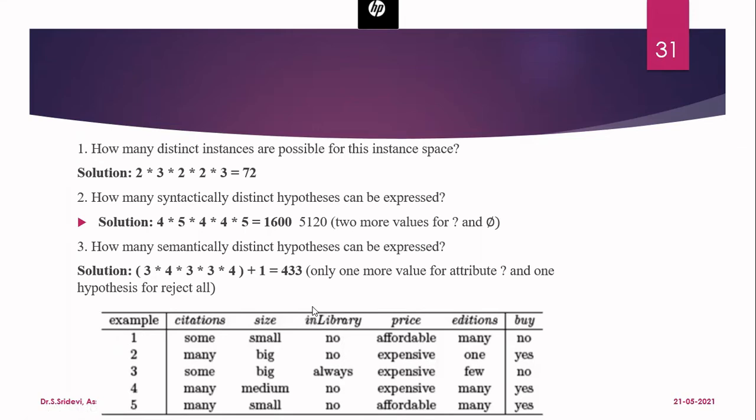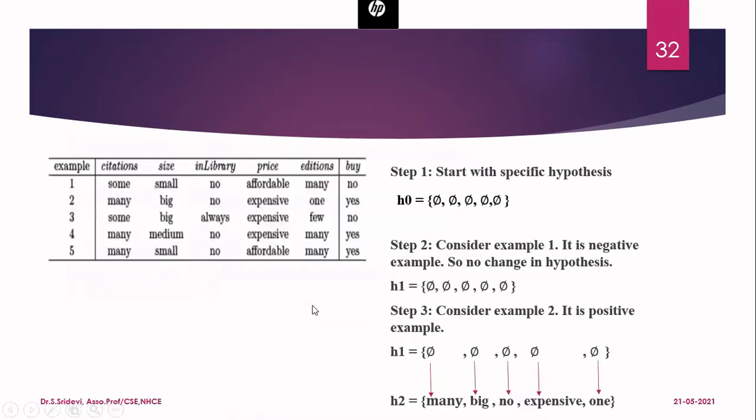Now let us see how to proceed with this algorithm. First you start with the most specific hypothesis. For this, you find out how many unique features there are. Here I have 5 features, so you write hypothesis H0 with 5 null values, one null value for each feature. After that, you consider the examples one by one. For the Find-S algorithm, you need to consider only the positive examples and leave the negative examples.